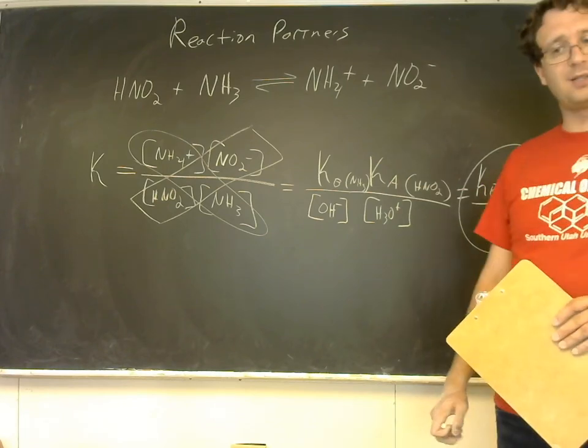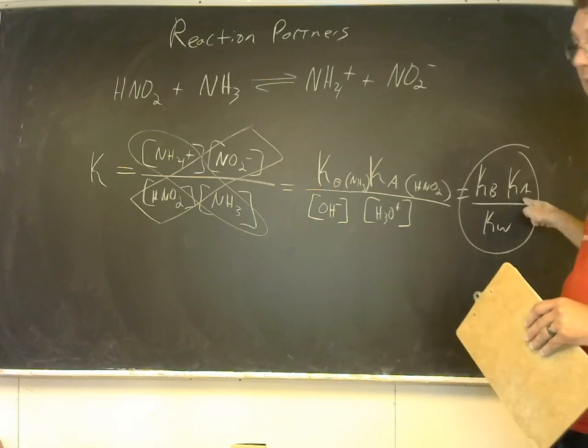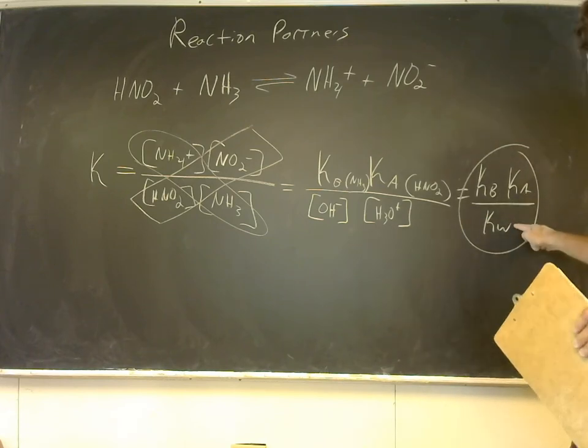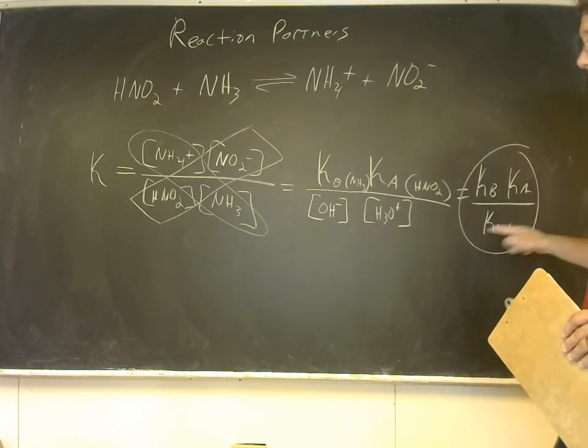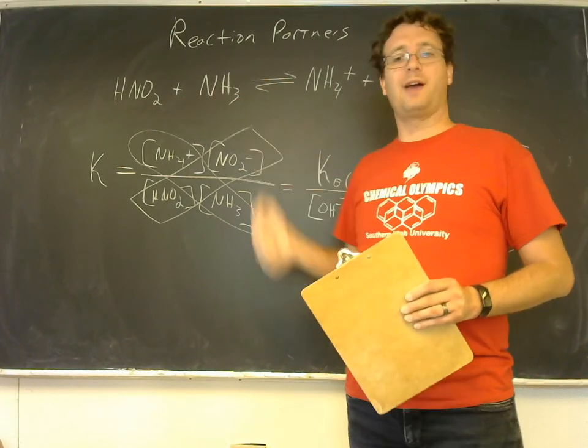equilibrium constant here. Because I can look up the Kb for ammonia, I can look up the Ka for nitrous acid, and divide it by Kw to get a value for whether this lies toward products or lies toward reactants. And I think that's pretty neat.